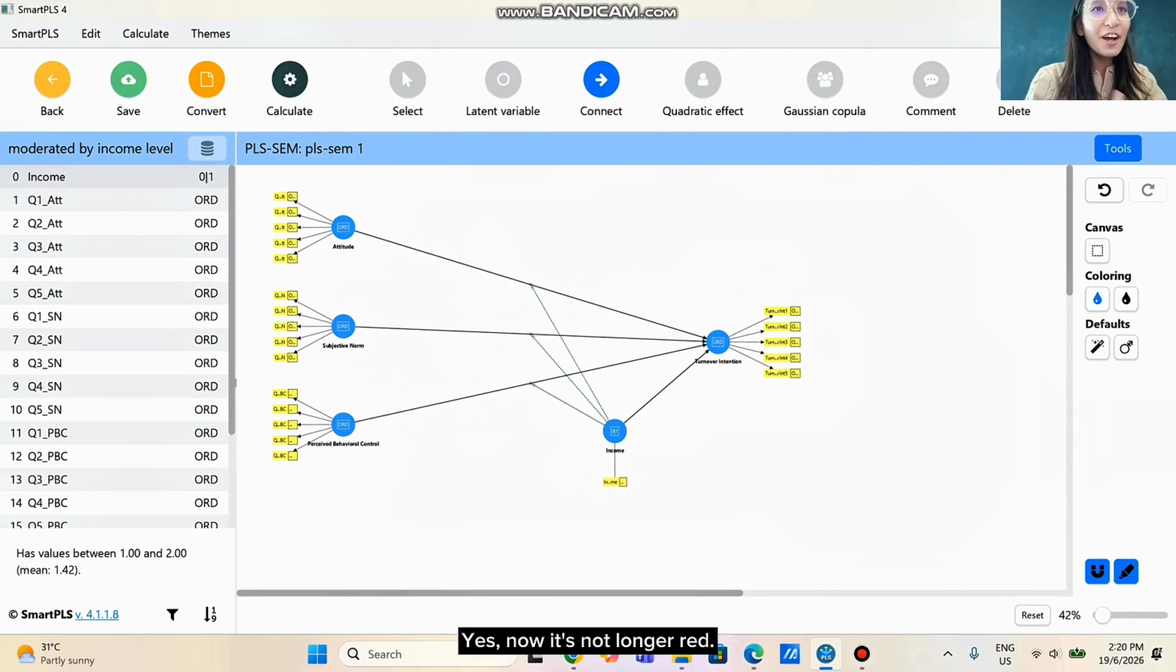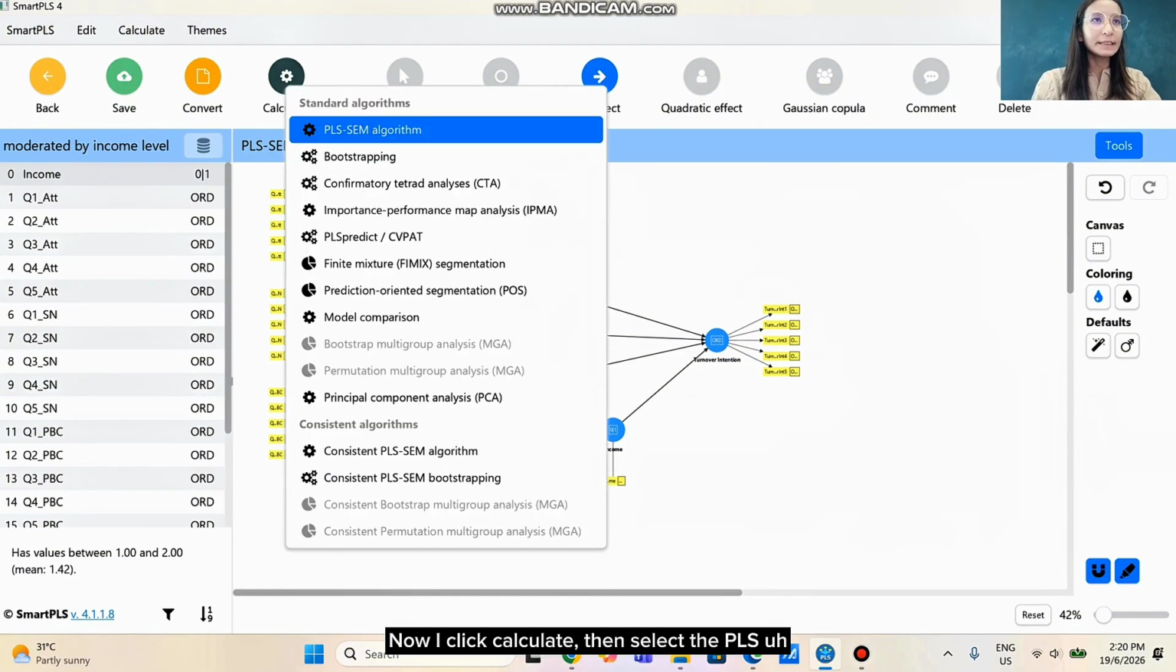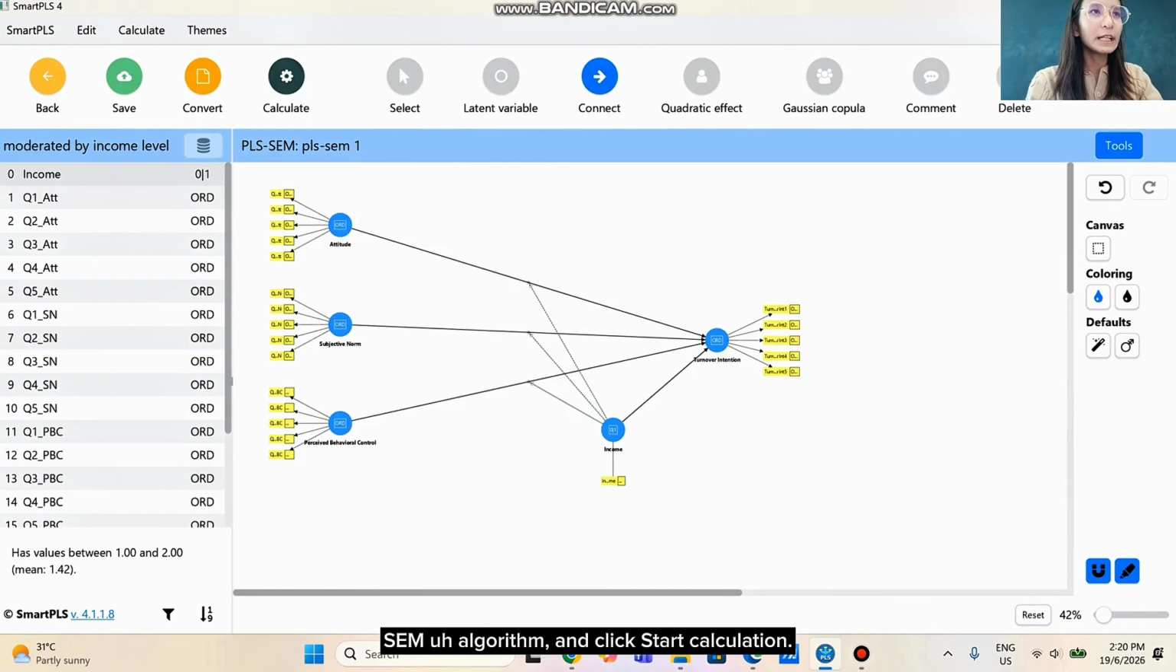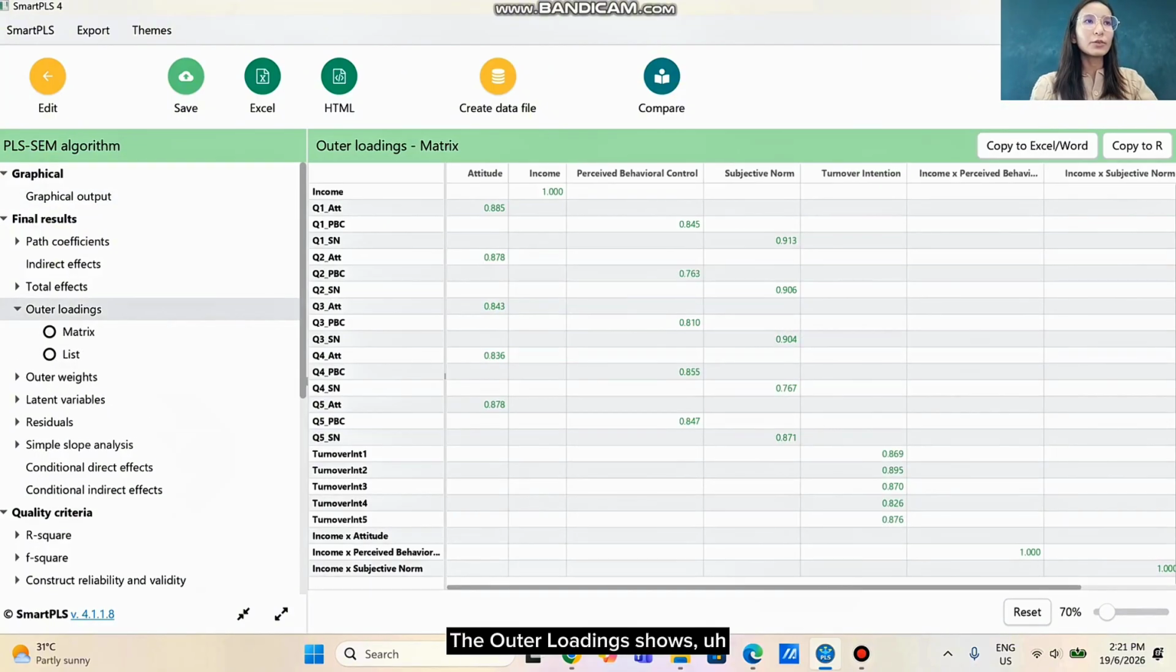Yes, now it's no longer red. The problem is solved. Now I will continue to the next step, which is running the PLS-SEM algorithm. I click Calculate, then select the PLS-SEM algorithm and click Start Calculation. After the calculation is completed, I go to the outer loadings. The outer loading shows how strongly each indicator measures its construct.